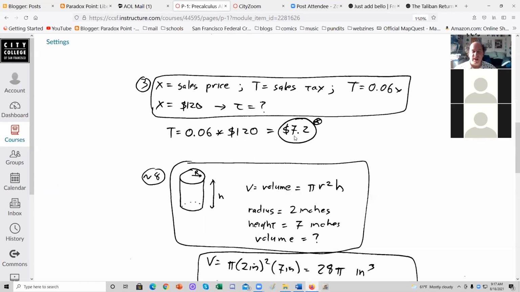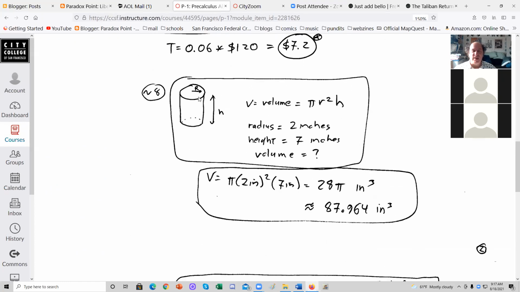So $7.20 tax. Or here we have a cylinder, a cylindrical can with height h and radius r and volume V. And V, the volume, is pi r squared h. That's the model. So for a radius of 2 inches and height of 7 inches, what's the volume of the can? Well, you plug it into this model. V equals pi times 2 inches squared times 7 inches, which comes out to 28 pi cubic inches. This is the exact value. And this, accurate to 3 decimal places, is 87.964 cubic inches.